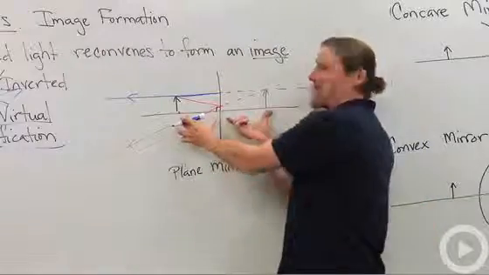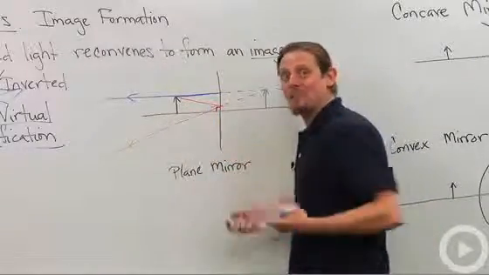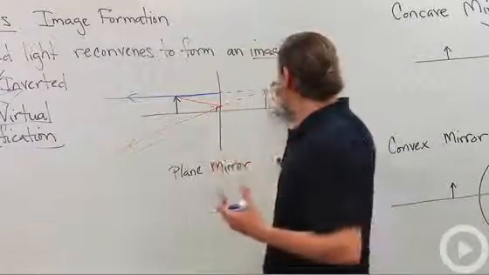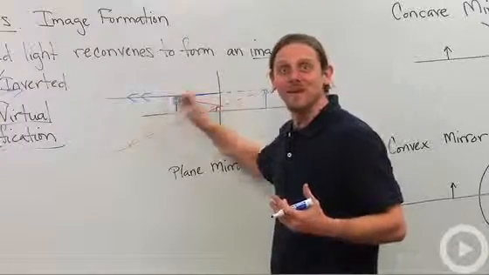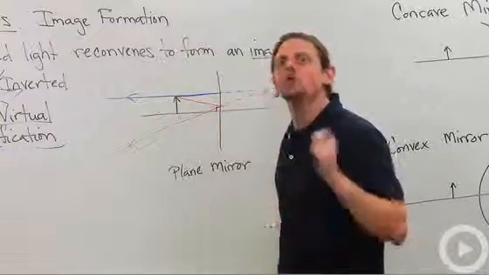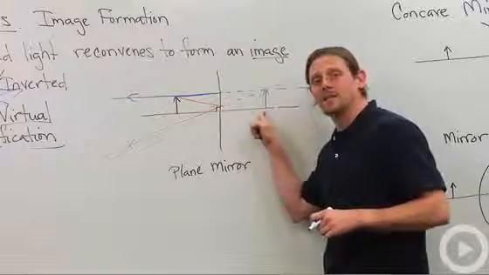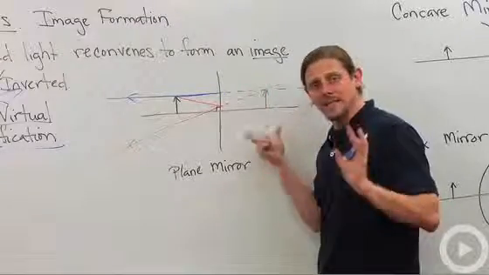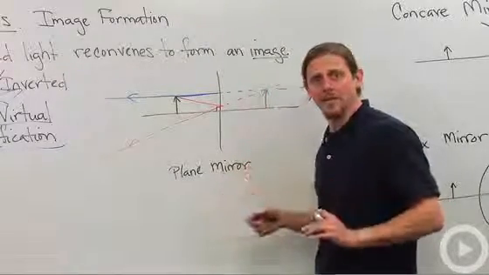Look at that. Same distance behind the mirror as the object was in front of the mirror. Same size as the object. That's the image. Notice that the image is erect. It's right side up, and it's the same size and same distance away.